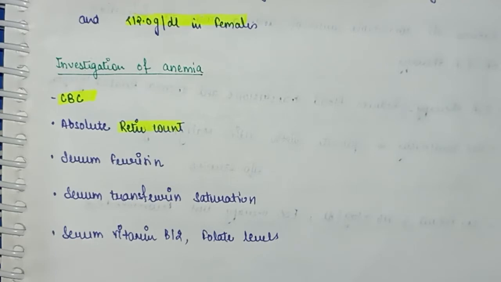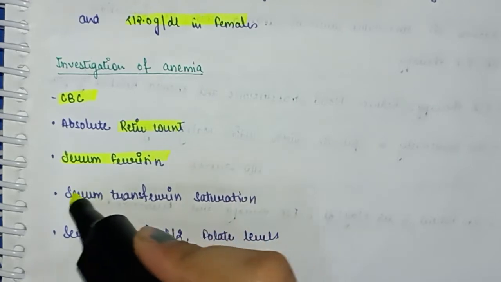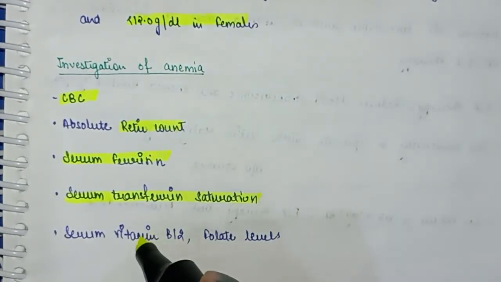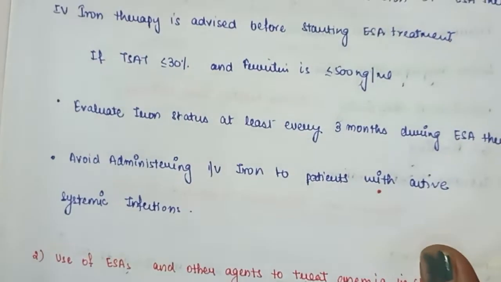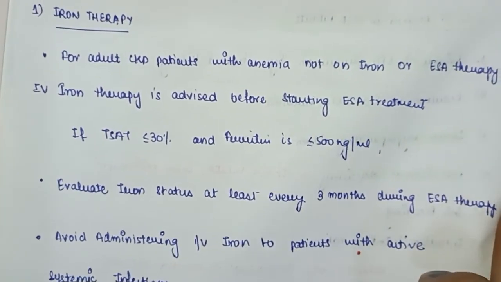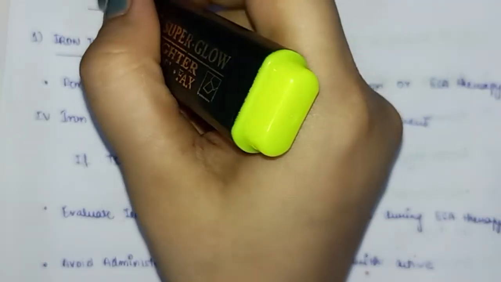If there is a significant fall in hemoglobin, then go for colonoscopy or endoscopy and further investigations for anemia. Iron indices are very important: serum ferritin, serum transferrin saturation, and for nutritional deficiencies, of course, vitamin B12 and folate levels. So these are the basic investigations we should do in a patient of CKD to evaluate for anemia. After evaluating the cause of anemia, we will go to the treatment part.